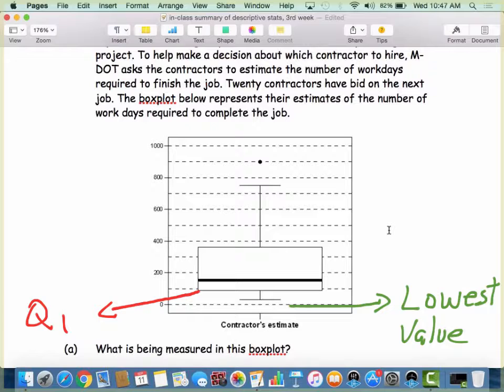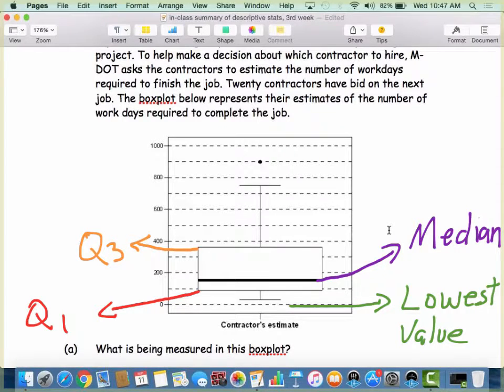Okay, I'll change up the color. Let's go purple. The line in the middle, that's your median. So label that. Don't be afraid to write on the test. Okay. You know, label what you're reading. Okay. In orange, we got Q3. Let's go blue. We got the highest value right here. Actually, take that back. The highest value is this guy right here.